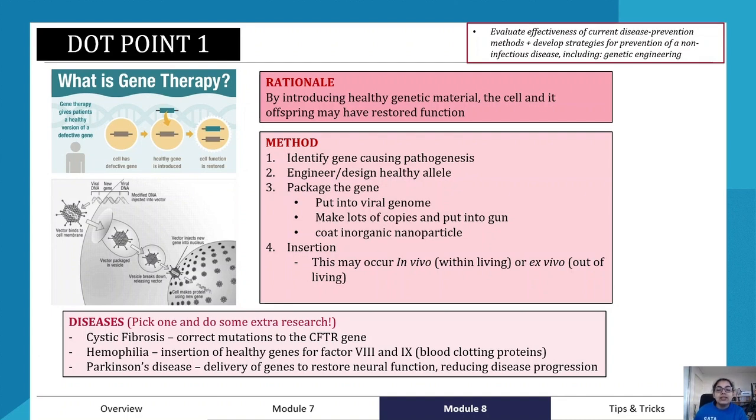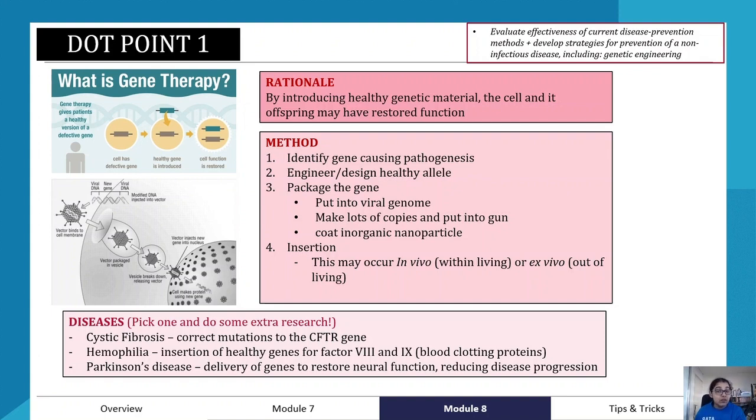The method is we are identifying the gene that actually causes pathogenesis. We are engineering or designing a healthy allele, and then we are packing that gene into a viral genome, because remember, the viral genome is going to make lots of copies. So we are putting it in a viral genome, we are making lots of copies, we put it into a gun, which we also coat in organic nanoparticles, and then using that we actually insert the gene into the human.